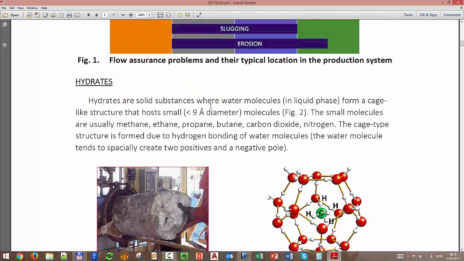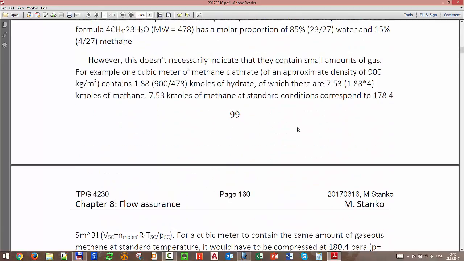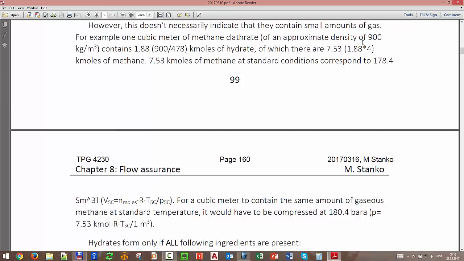So let's see. One thing was when I was trying to calculate, so the whole point of the calculation was to show you that even though hydrates have a high proportion of water and a low proportion of hydrocarbons, they still store quite a significant amount of methane, a significant amount of hydrocarbon. Okay, and I did the calculation here, you get 7.53 kilomoles of methane, and that corresponds to the same amount that if you have to save the same amount in a cubic meter as what you have in a hydrate, you'll need to compress it to 180 bar. Okay, so keep that in mind. It has a low hydrocarbon content, but it's very significant.